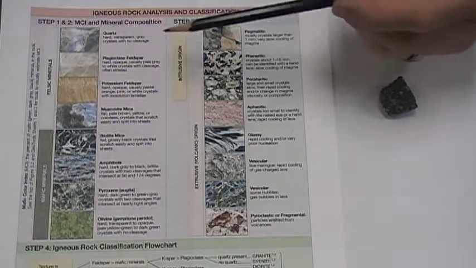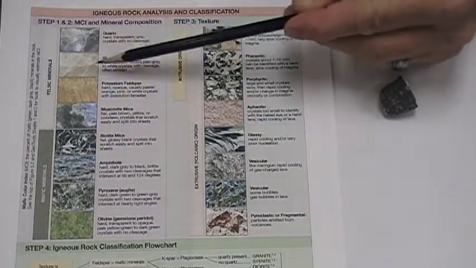Now, before we begin working through an actual specimen, I want to take a couple moments to talk about the various charts you can use to help identify your igneous rock specimens. All of these charts will be available online through our learning management system. So let's take a look at our first chart here.